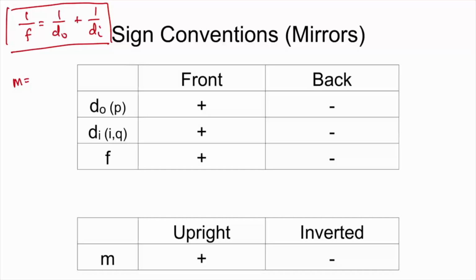Magnification is minus image distance divided by object distance, by definition. We'll get to that in a second. There's an alternative to this. You can also do height of image over height of object. Here, the plus or minus sign is a little bit less concrete, okay? But it is the same thing. And then just for mirrors specifically.